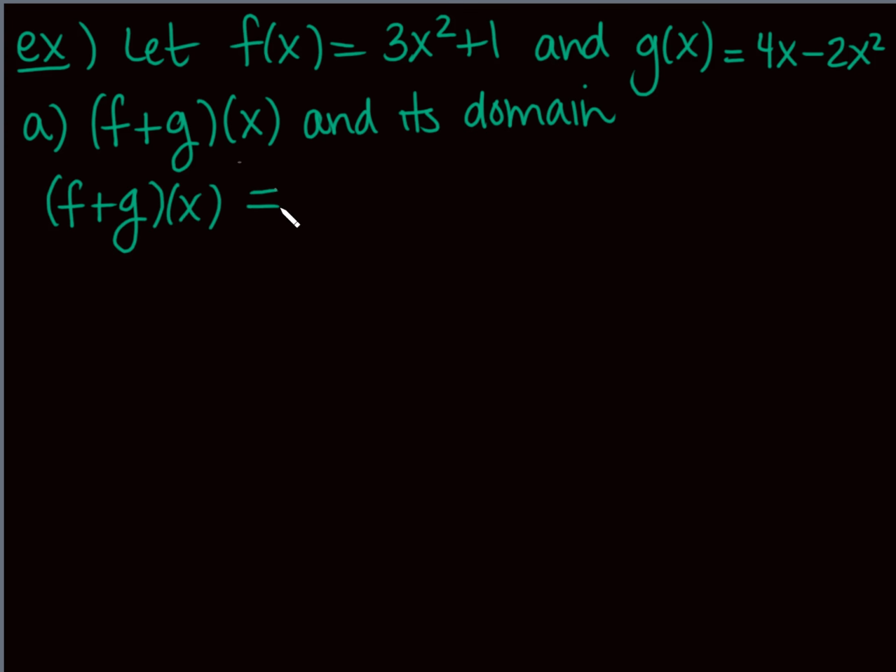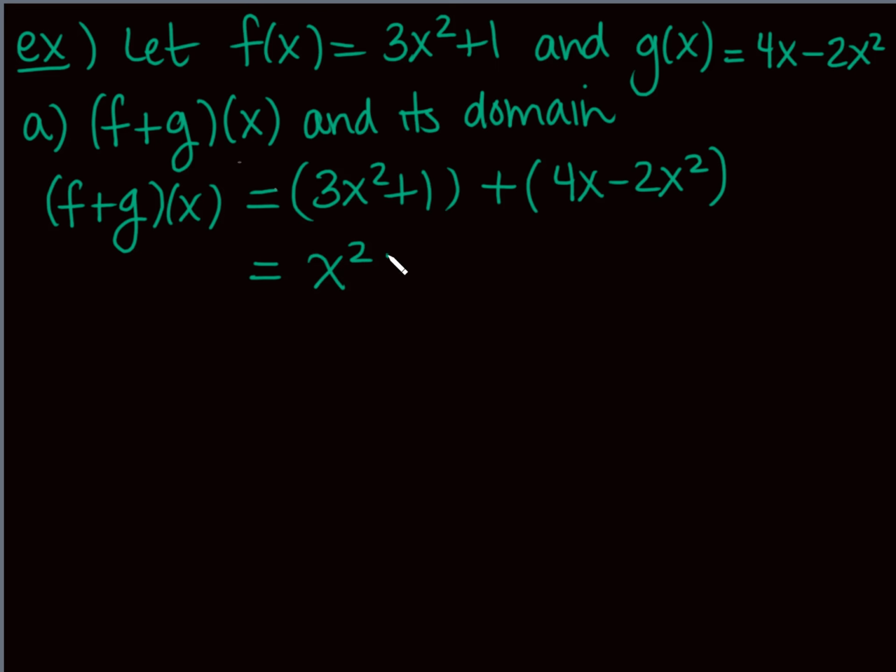I know what you think is fun, and fun is adding functions, doing an algebra of functions. So this is pretty simple, you guys. I'm just going to take f, which is 3x squared, plus 1, and add it to g, which is 4x minus 2x squared. I'm going to combine like terms. Hopefully you agree with me here. And there's my new function. So notice, that makes sense, it's a function, right? It's a quadratic.